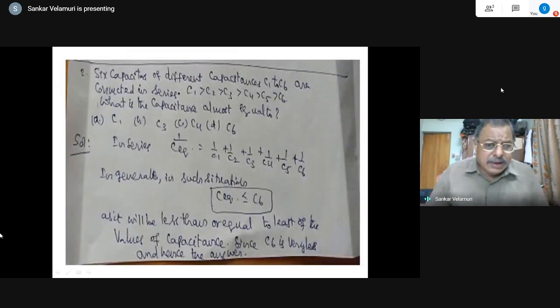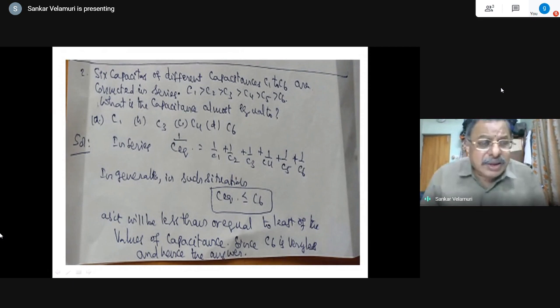So I will take another simple example. There are 6 capacitors of different capacitances C1 to C6 connected in series. Given C1 is greater than C2, greater than C3, greater than C4, greater than C5 and greater than C6. What is the capacitance almost equal to? Either C1 or C3, C4 or C6. 4 multiple choice answers are being given.